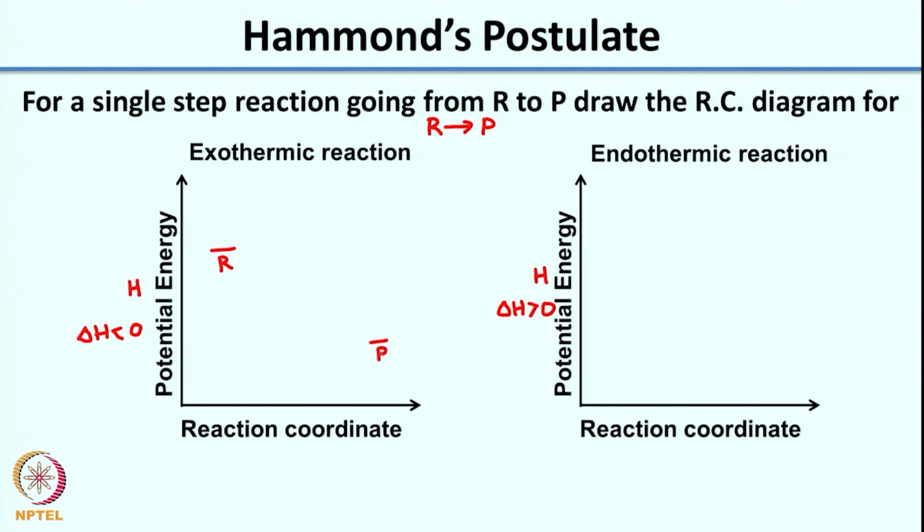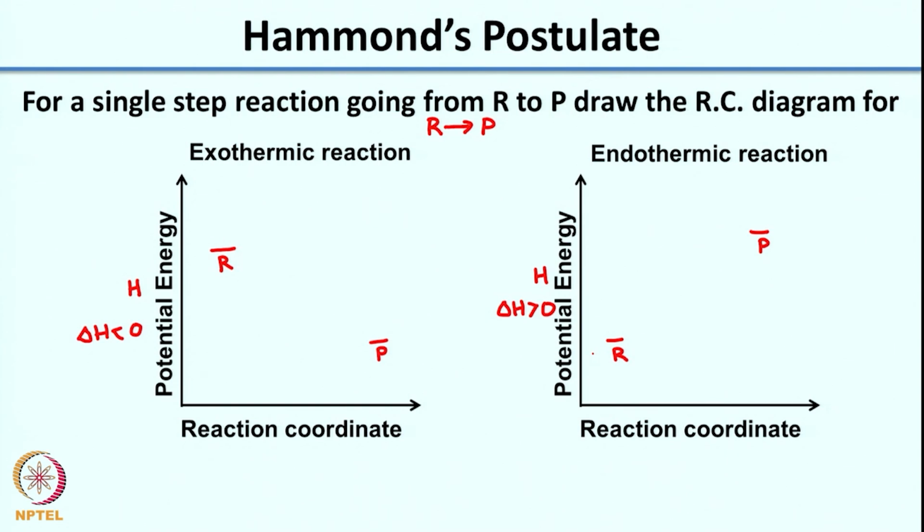Now, for an endothermic reaction, you have your reactant at a lower energy than the product. As I told you, the delta H is positive. So, these two things you should have been able to write based on the definition of delta H being negative in one case and delta H being positive in the other case. So, now the question is, what would the transition state look like?